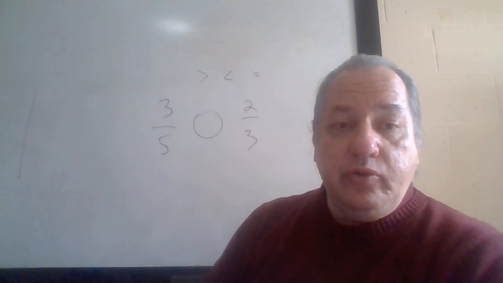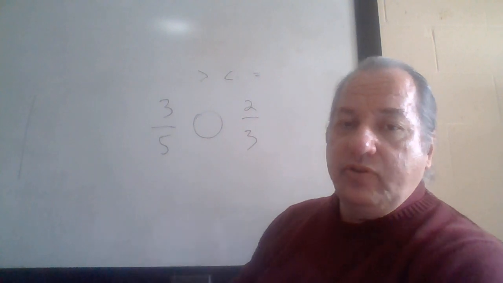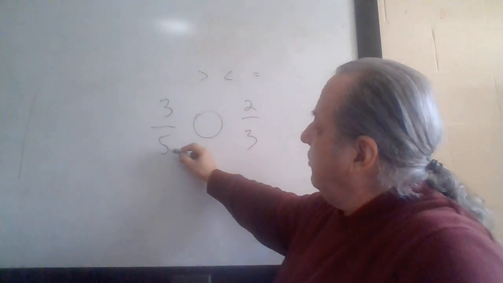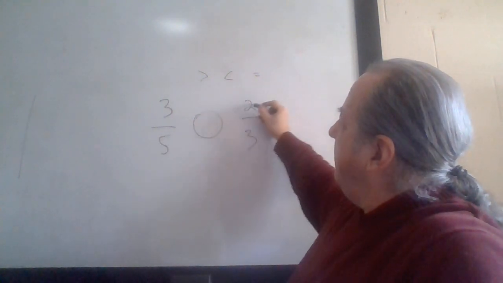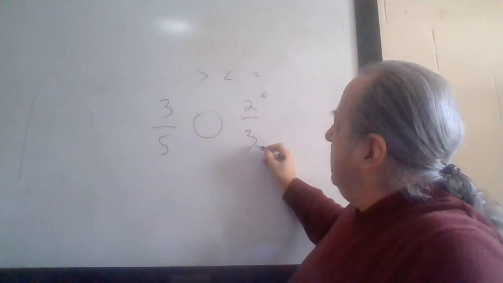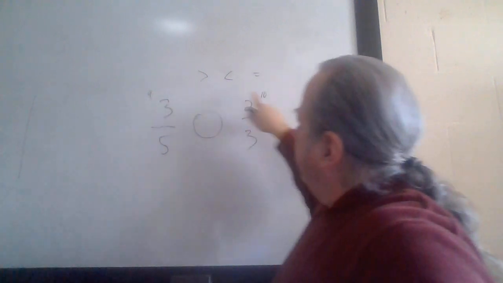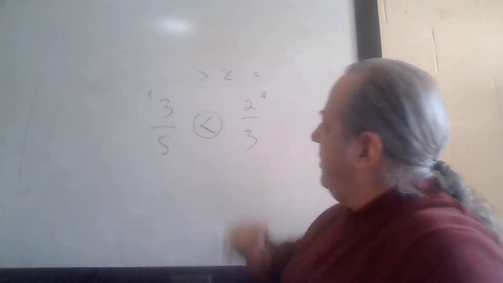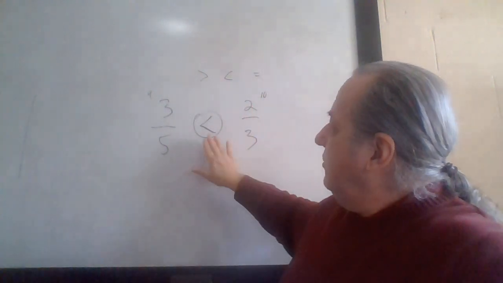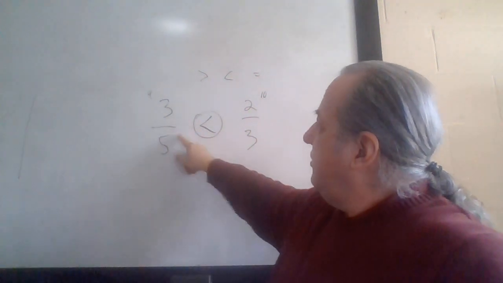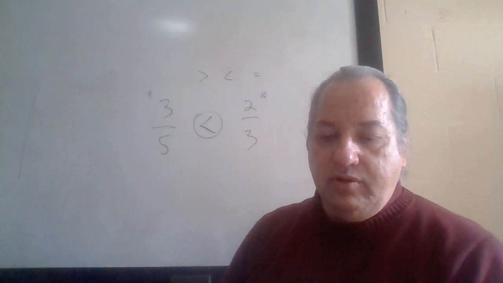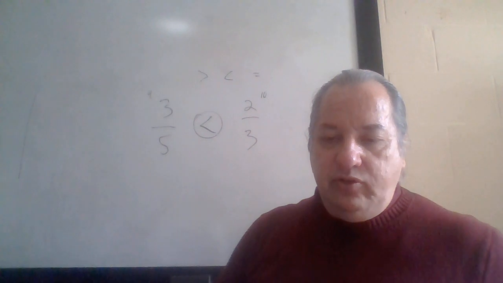All right, very good. This one is pretty close, but again, it shows how easy this method is. I multiply up diagonally. 5 times 2 is 10. And multiply up diagonally. 3 times 3 is 9, so I'm comparing which is bigger, 9 or 10? Well, 10 is bigger, so that gets the greater side. So there's my symbol. 3/5 is less than 2/3. Hopefully that's not too bad.